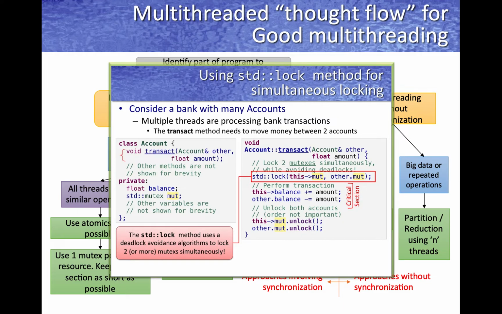And the std::lock method internally uses deadlock avoidance algorithms. That means it actually looks at how the mutexes are being locked and used and uses algorithms to ensure that you will not get into a deadlock, but lock both the mutexes simultaneously so you can establish critical sections where you're utilizing two or more resources simultaneously. It is also important to ensure that you unlock these mutexes at the end of it.